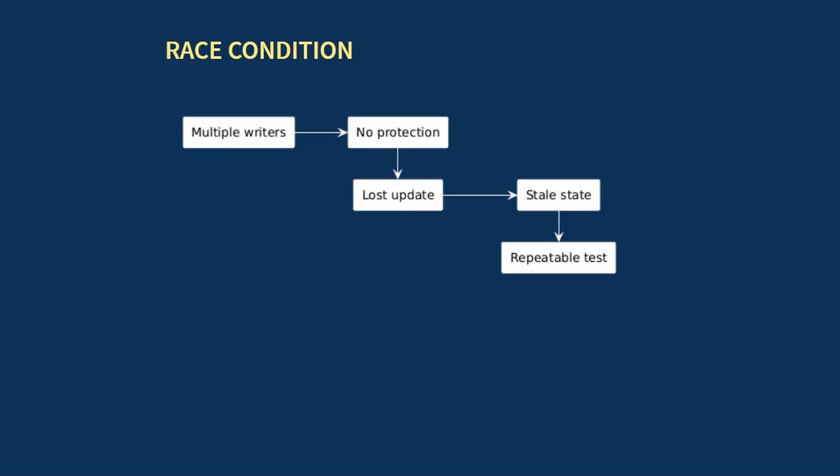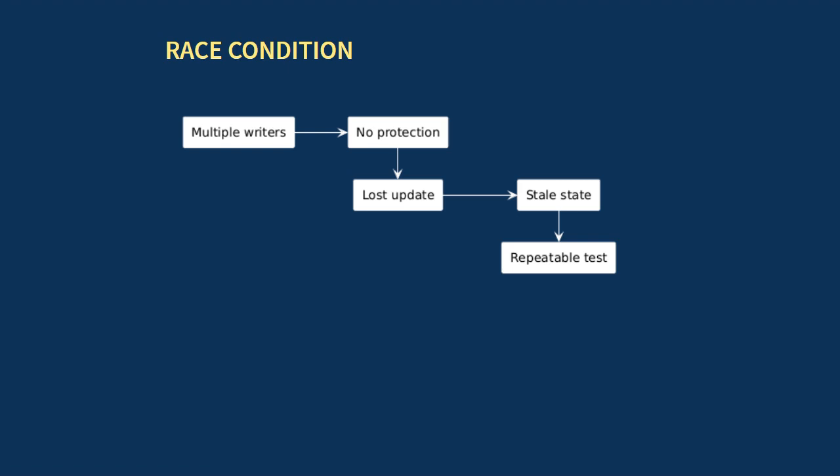A race condition begins with multiple writers and no protection. That can produce a lost update, stale state, or other results that look random but are actually explainable once timing is involved. A common mistake is to assume the method is correct because it worked once. The key idea here is to force the design to prove itself under repeated execution, because only then do we learn whether the state transition is actually safe.